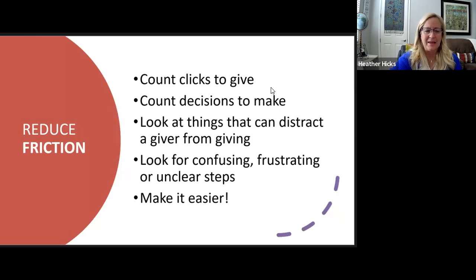How many times? And each time, every choice someone gives, every time they have to click, it's a micro yes. They have to say, yes, I'm going to continue. Yes, I'm going to continue.